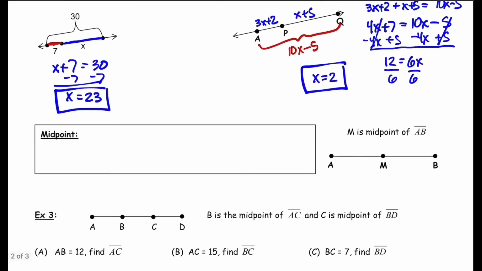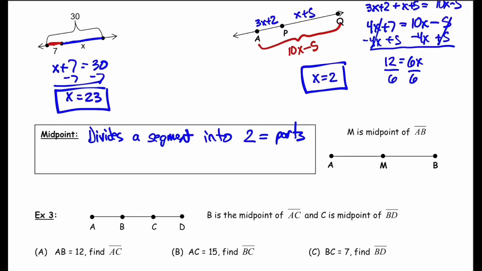All right, next we have a midpoint. And what's nice about a midpoint is it is what it sounds like, the middle point. It divides a segment into two equal parts. Now, you have to be given a midpoint. You can't just assume something's a midpoint because it looks like it, but if something states M is the midpoint of AB, then you know it divides that segment into two congruent parts.